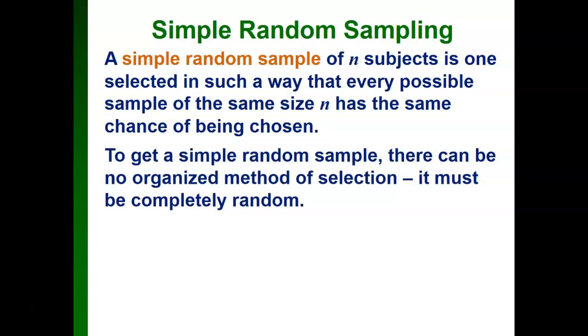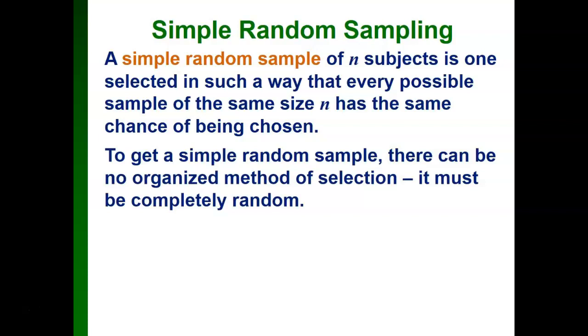Another sampling method is called simple random sampling. A simple random sample of n subjects is one selected in such a way that every possible sample of the same size n has the same chance of being chosen. In other words, if we wanted a simple random sample of 10 subjects, we'd have to do this in such a way that every possible sample of size 10 would have the same chance of being chosen.